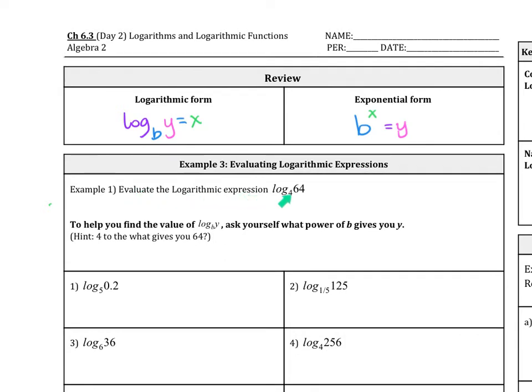Evaluate the log expression of log base 4 of 64. To help you find the value of log base b of y, ask yourself what power of b gives you y. So let's rewrite it in exponential form. We know that the base is 4, and we're trying to figure out what the exponent is, and that should equal 64. So 4 to what power is 64? Well, that's 4 to the third equals 64. So therefore, our x equals 3.